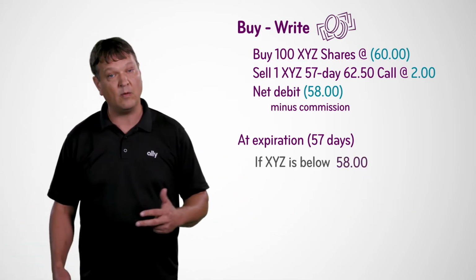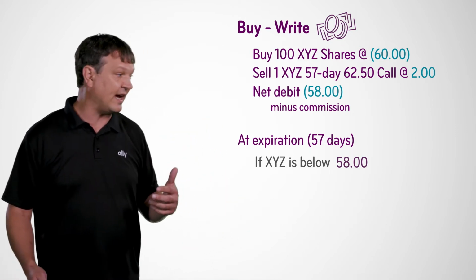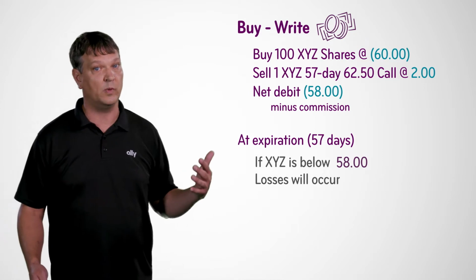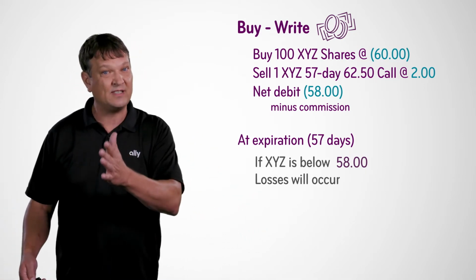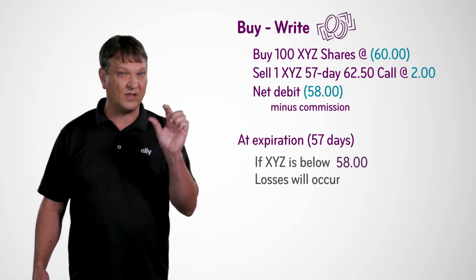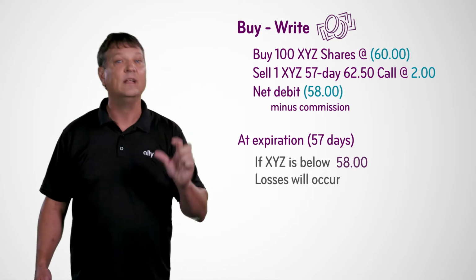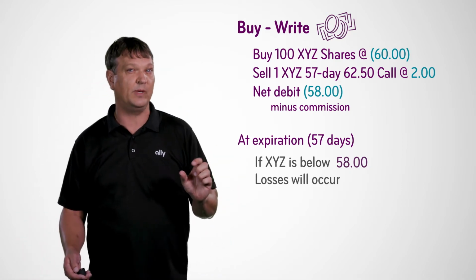Now, if the stock goes down, we still have risk, right? We still own that stock. So on the downside, anywhere below 58, losses will occur. But then again, if we just own the stock, our losses would occur from 60 on down. So this $2 worth of premium gives us a small pillow to land on when we're looking at our stock position. It gives us just a little bit of a buffer.